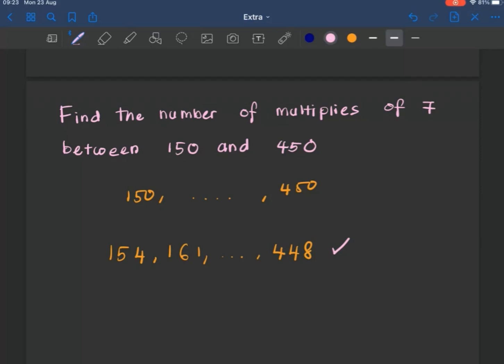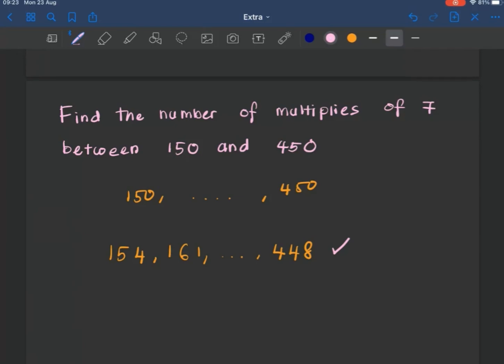Ini arithmetic ataupun geometric? Saya rasa kamu ada idea geometric tu apa, sebab kamu dah belajar pun dekat sekolah. Walaupun belum tengok video saya lagi, kamu ada idea geometric tu apa. So soalan saya, adakah ini arithmetic ataupun geometric? Arithmetic. Okay. Jangan bila nampak multiply ataupun divisible tu terus ingat dia geometric.